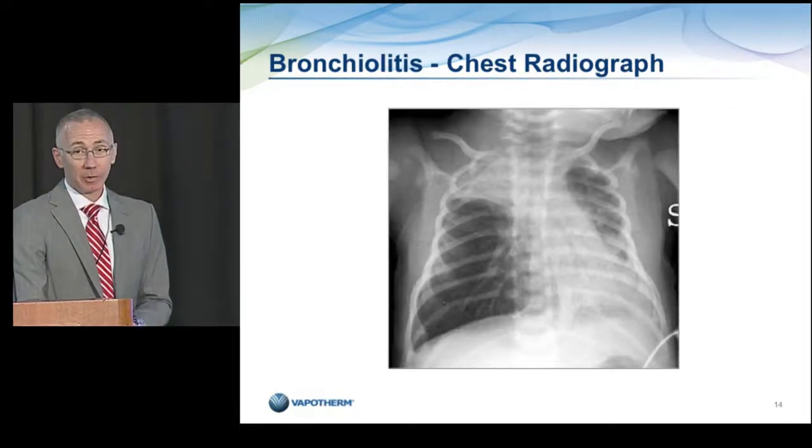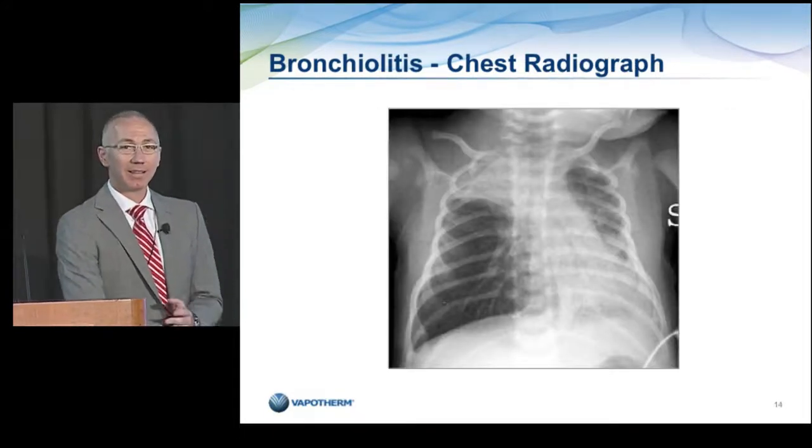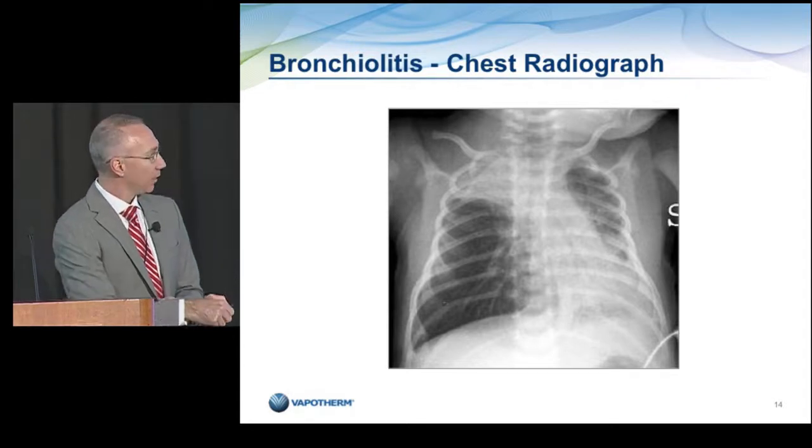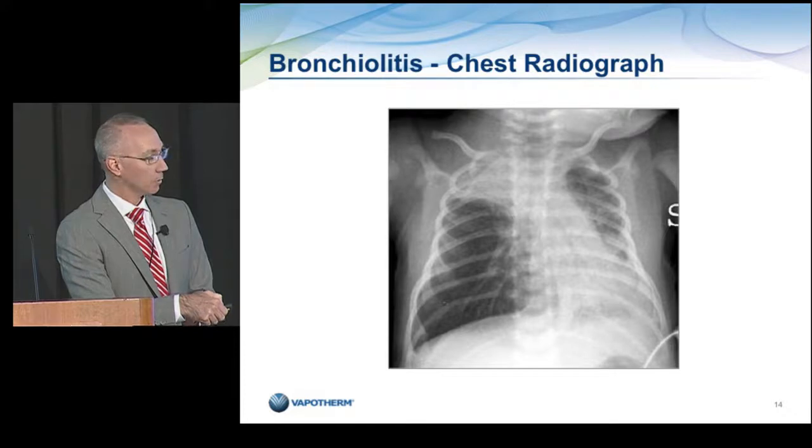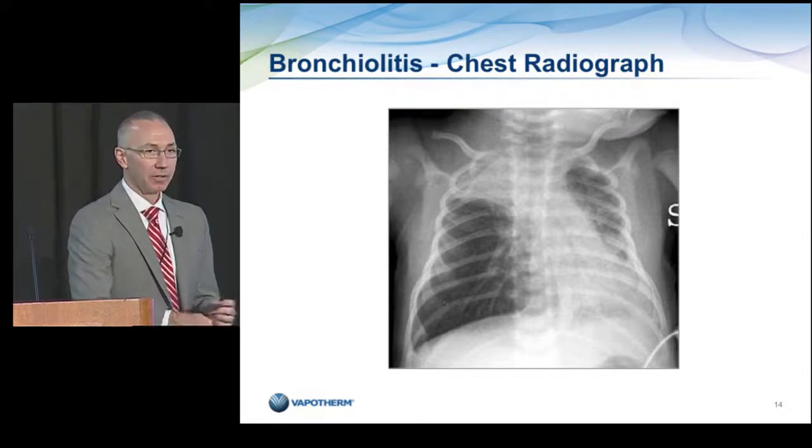The second pattern that we commonly see is this infiltrative atelectatic pattern. So you see here hyperinflation of the right middle and right lower lung with right upper lung atelectasis, left lower lung atelectasis with air bronchograms and infiltrates. So two very different presentations.